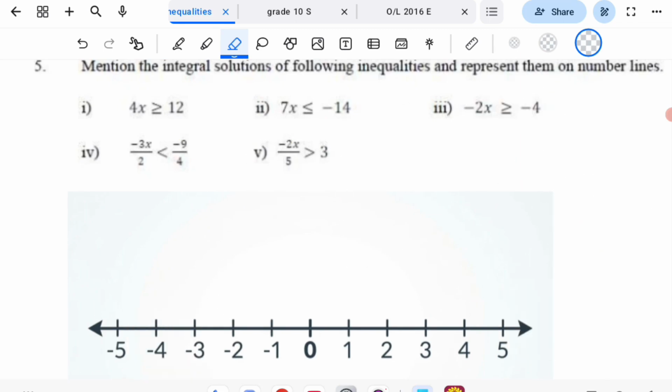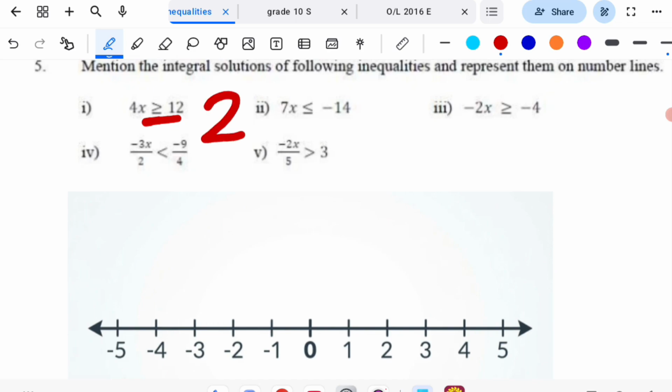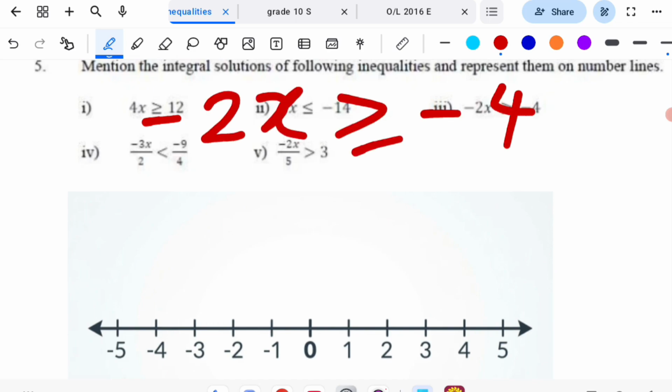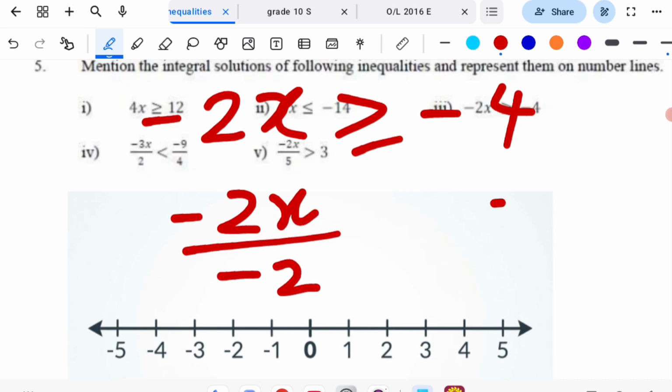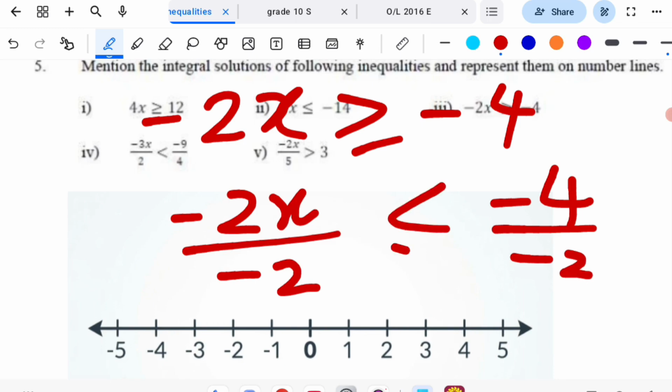Then part 3. Minus 2x greater than or equal to minus 4. Now we have to divide both sides by minus 2. Therefore, we know that when dividing an inequality by a negative term, we have to reverse the inequality sign. We have to do it in the step where we are dividing.